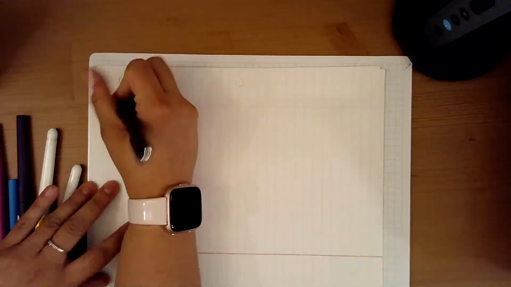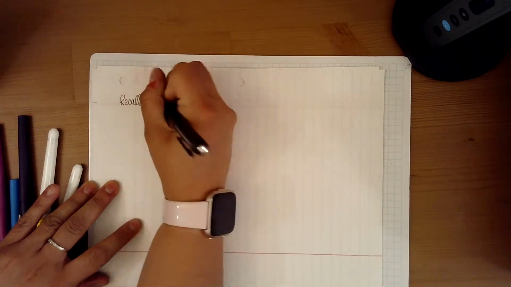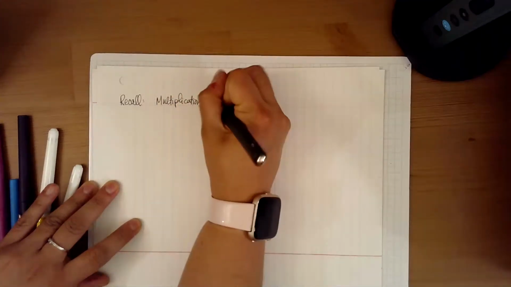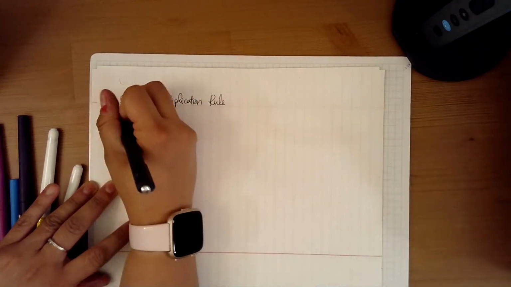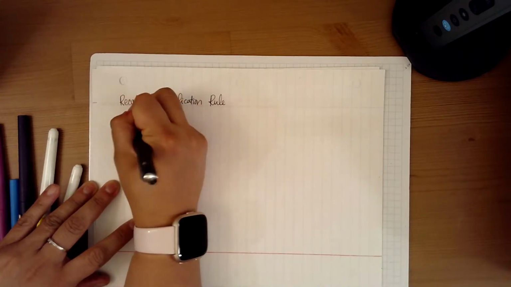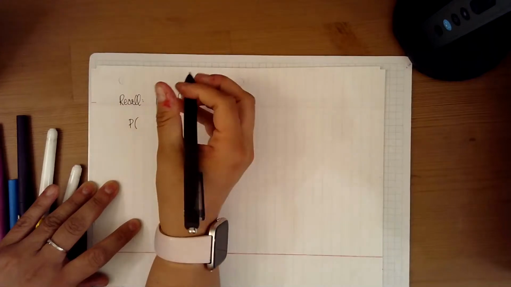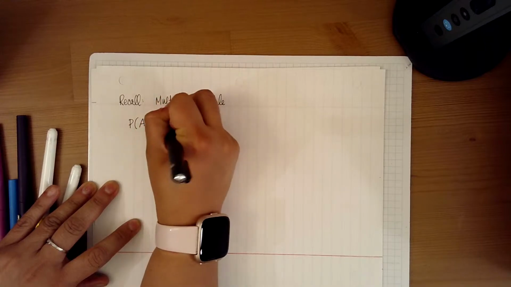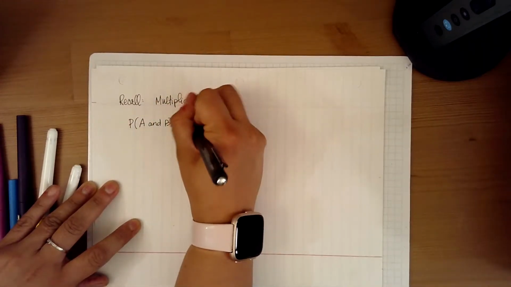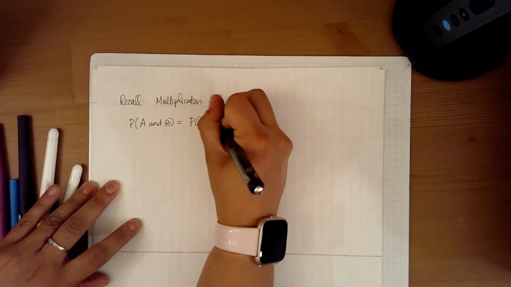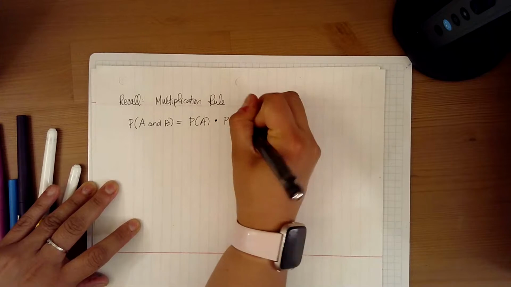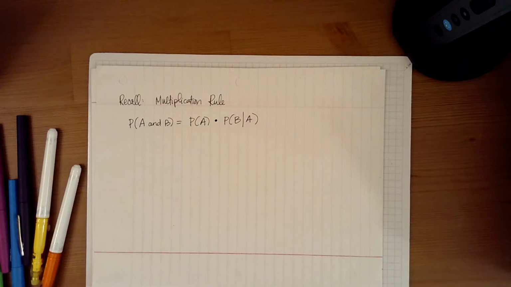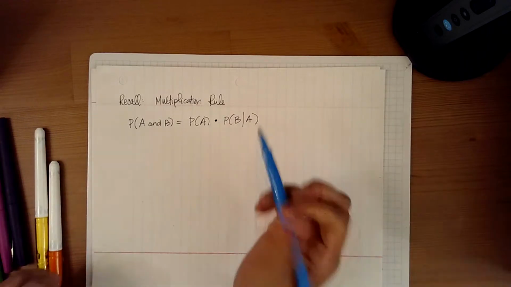Let's recall the multiplication rule in probability. The multiplication rule says, in order for us to determine an event to happen in some type of sequential order, let's say the probability of event A happening and then event B happening is determined by the product of the probability of event A times the probability of event B after event A, or given that event A took place. So now I'm going to derive conditional probability.